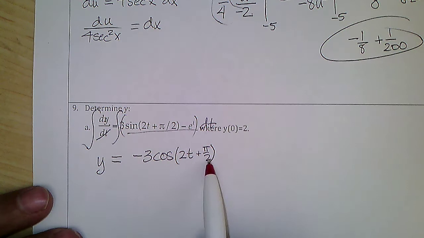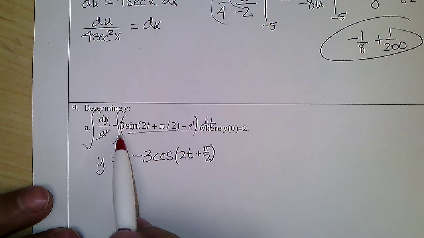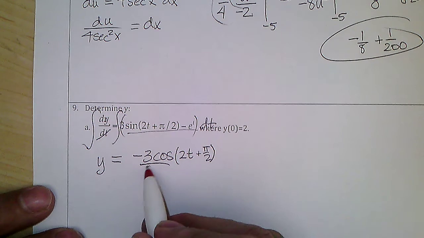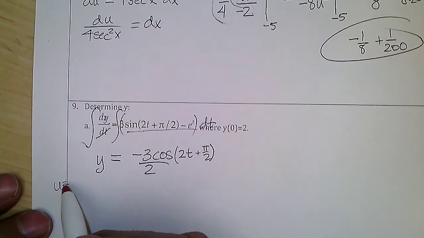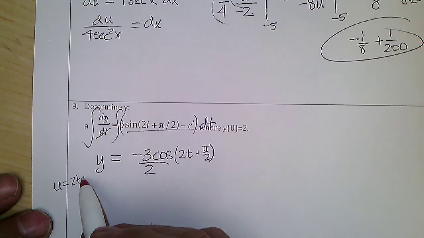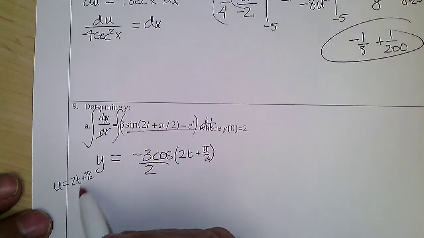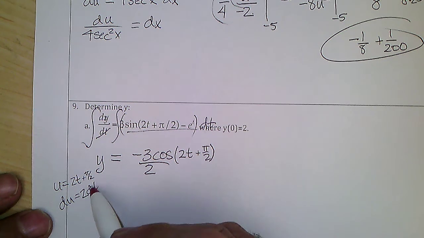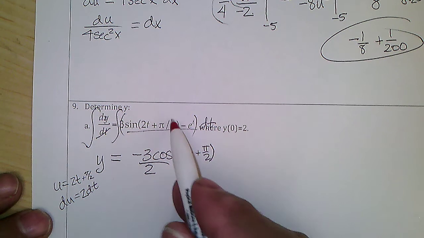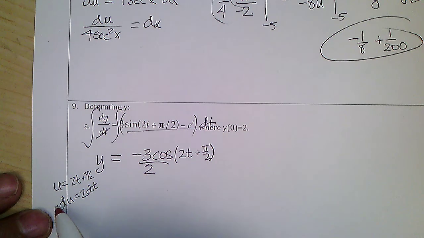But if I took the derivative of that, I would have to take times the derivative of a 2, and I get a 2. I don't have a 2, so I have to divide by the 2. You could also get this by doing a u substitution for 2t plus pi over 2. du is 2dt. So we'd replace the dt on this part with a 1 over 2. So that's where that 2 comes from.